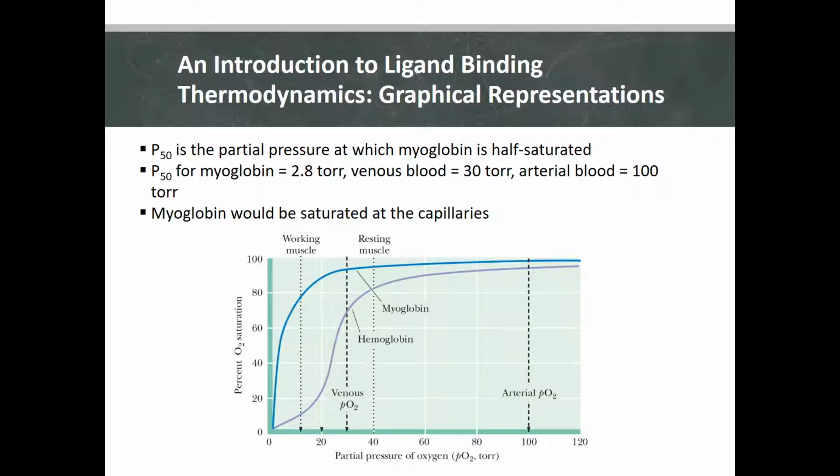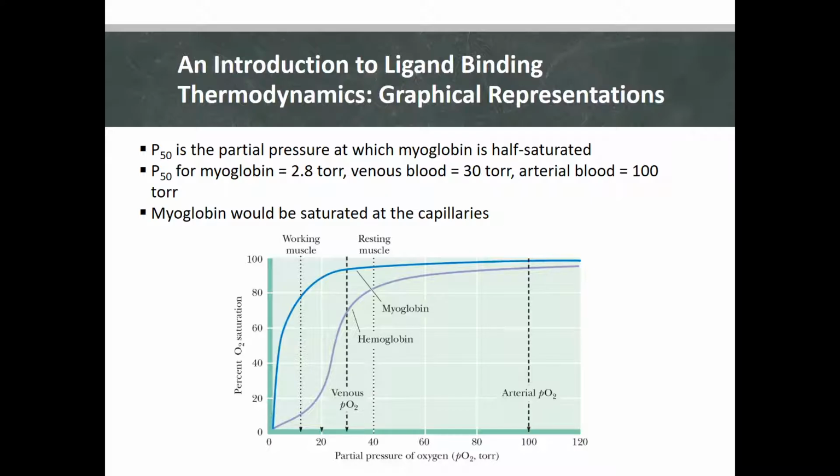I have introduced you to what the typical plot would look like, where you have fractional saturation on the y-axis and concentration of ligand on the x-axis, where in the case of hemoglobin or myoglobin, you're looking at percent O2 saturation as a function of the partial pressure of oxygen. So here, there's a little bit more that can be said.